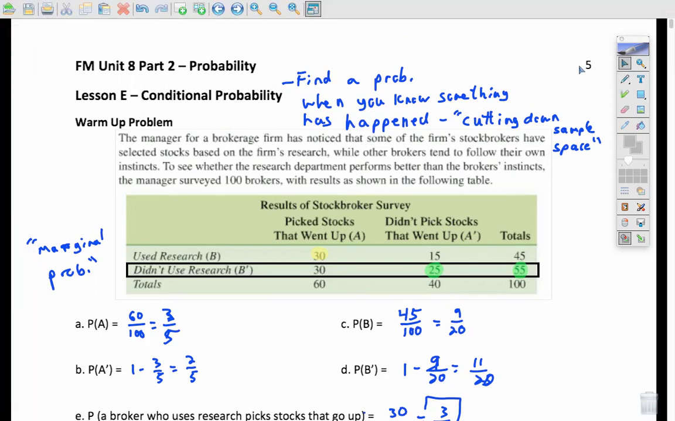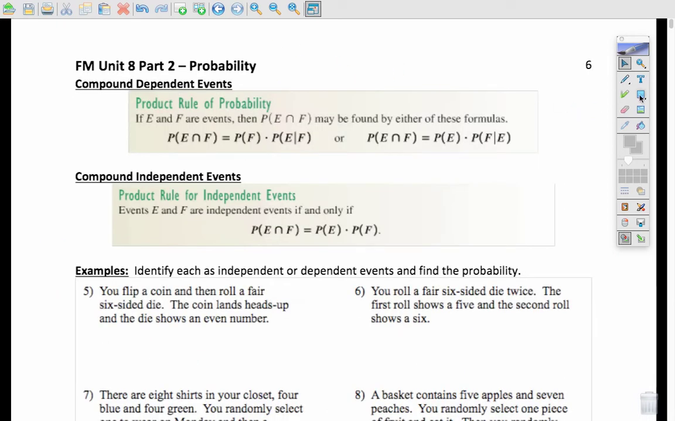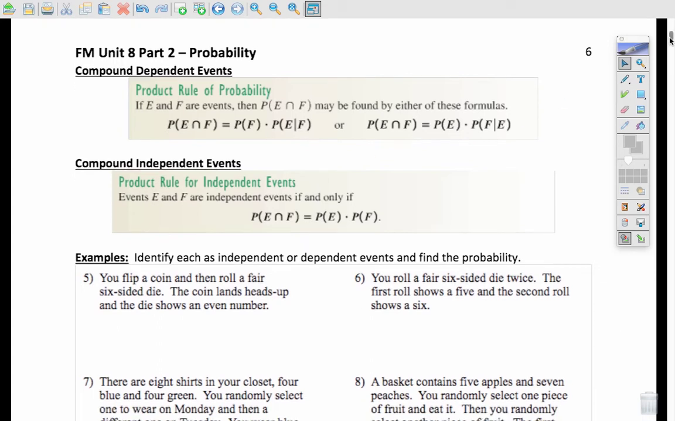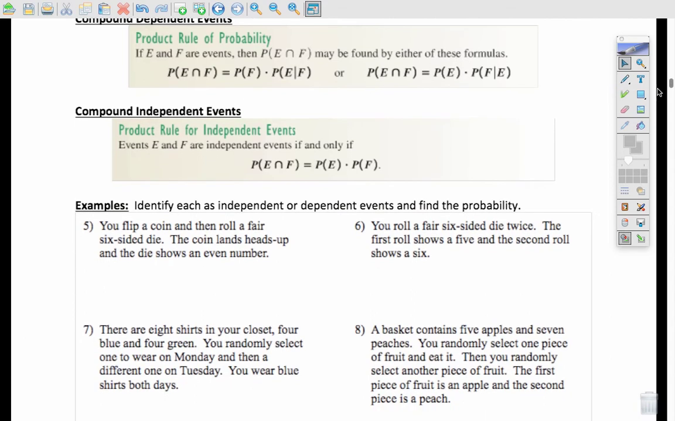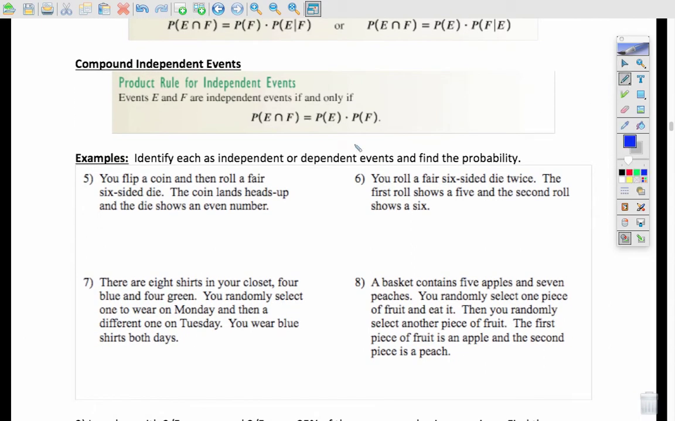So again, the idea is let's cut down the sample space. Let's focus in on what we know happened and then adjust it from there. Now again, there's a product rule and then there's a product rule for independence, and the idea is you can multiply probabilities together regardless of whether they're independent or conditional, and you'll see what we mean here.